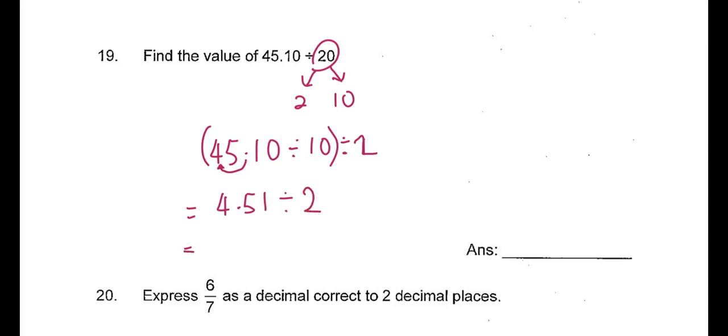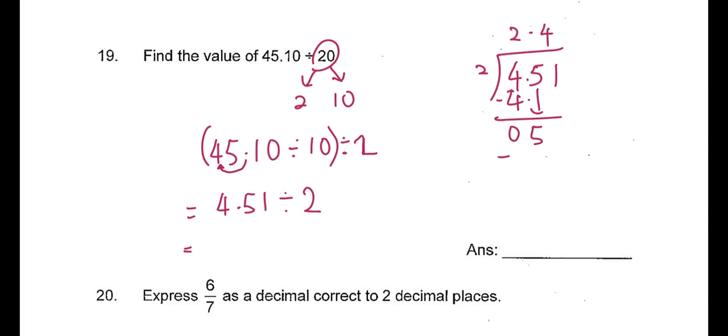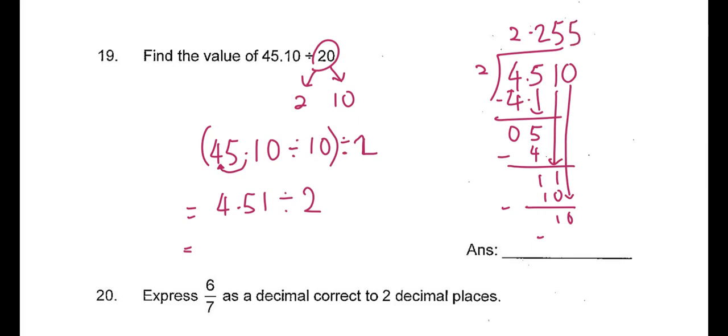Then, with this smaller decimal, I divide it by 2. So I will do my normal division, which gives me a very nice number. Not 4, sorry, 2 and 4, it gives me 1, 1, 5. Okay, now if they never tell you how many decimal places, just do it until there's no more remainder. So this gives you the answer 2.255.